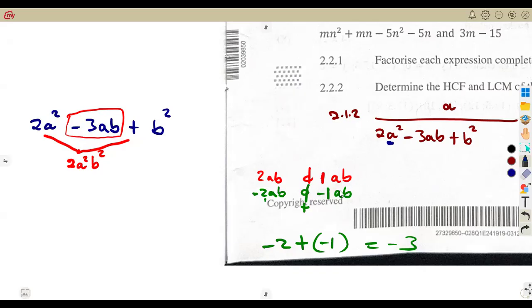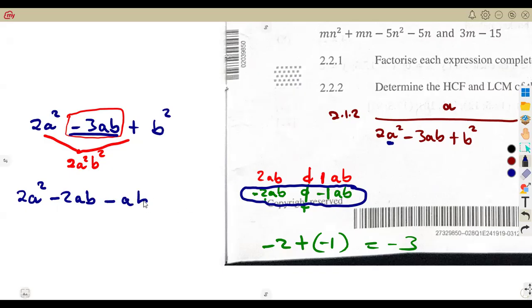So what are you going to do actually with these terms? They represent the middle term. So you substitute them into the middle term. So that was going to be 2a squared, and in place of the middle term you substitute those terms: minus 2ab minus ab, which is minus 1ab, is just like minus ab. The rest remains as it is. So we've got plus b squared. If you consider properly, guys, you can see that we've got 4 terms.